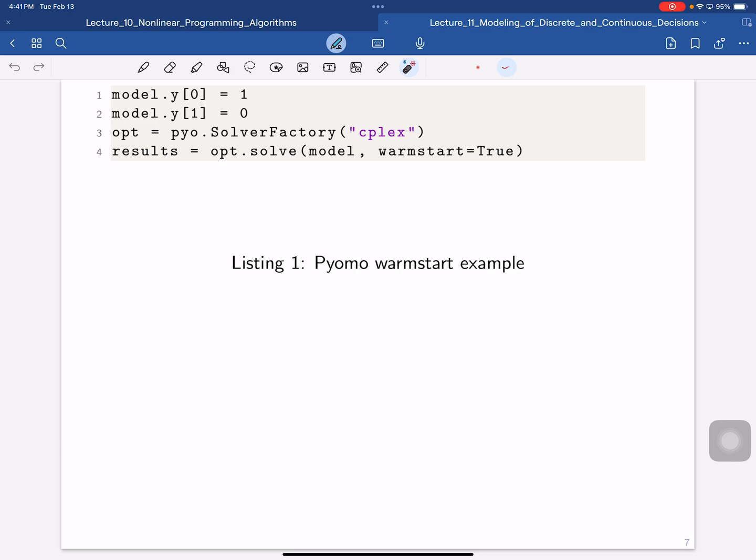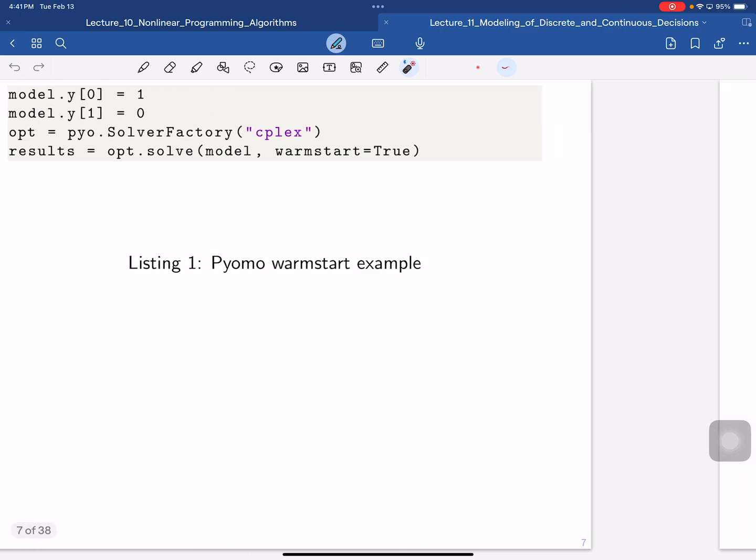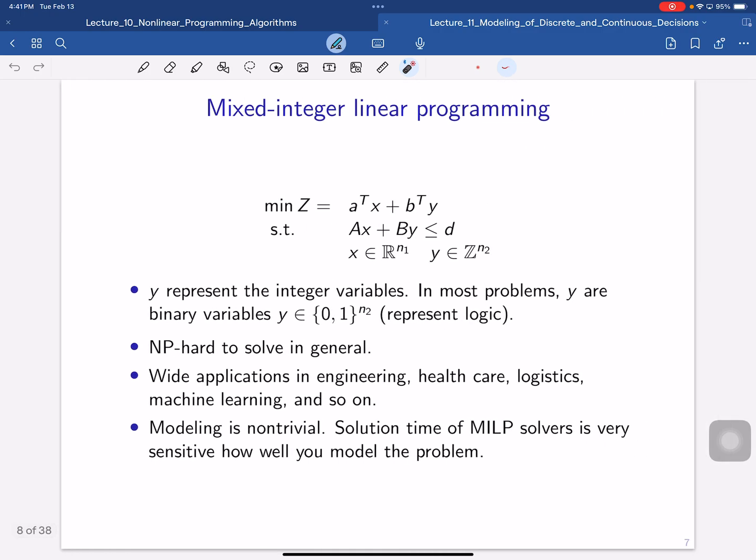Okay. So there is not much math here. Hopefully this should be easy to understand. Okay. So in the next few lectures, we are going to talk about mixed integer linear programming. So what is it?